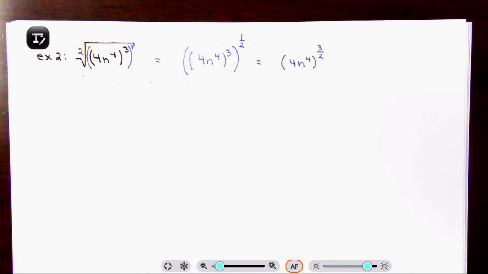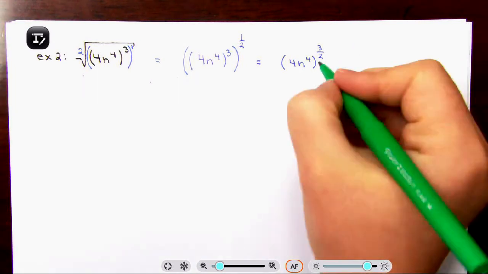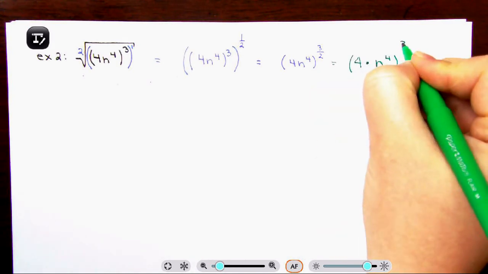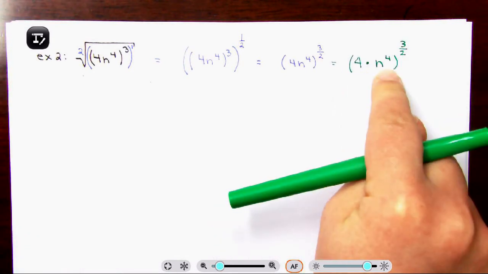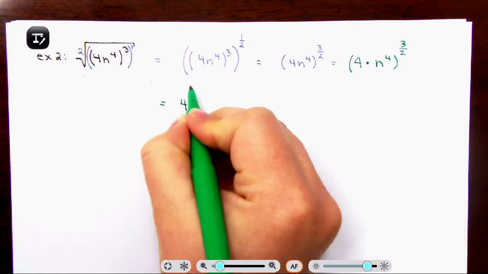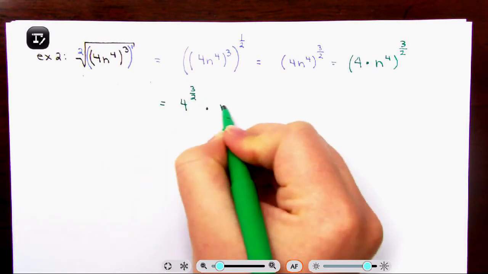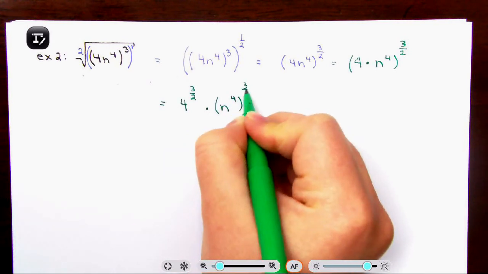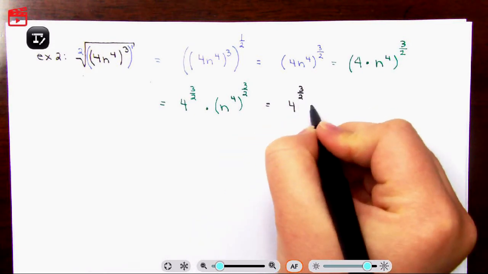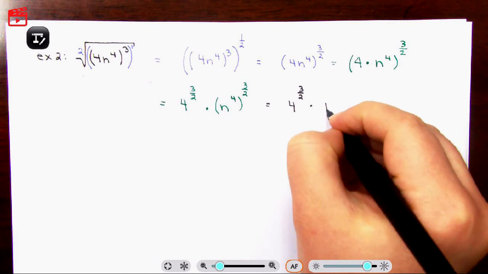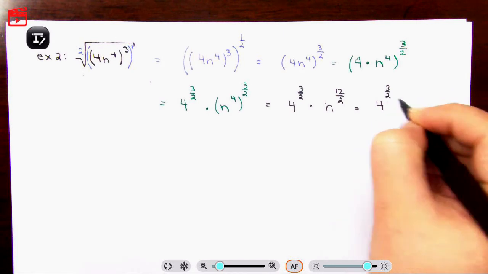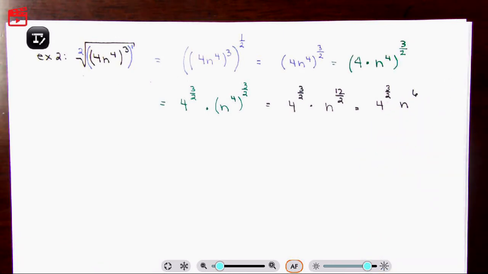However, we do have a different power property because this is 4 times n to the 4th power, and both the 4 and the n to the 4th power are being raised to this 3/2. So we're going to use the property and say 4 to the 3/2 power times n to the 4th raised to the 3/2 power. So now what do we have? I have 4 to the 3/2 times, this is 12, n to the 4, that's 12 divided by 2. That means I have 4 to the 3/2 power times n to the 6th power.